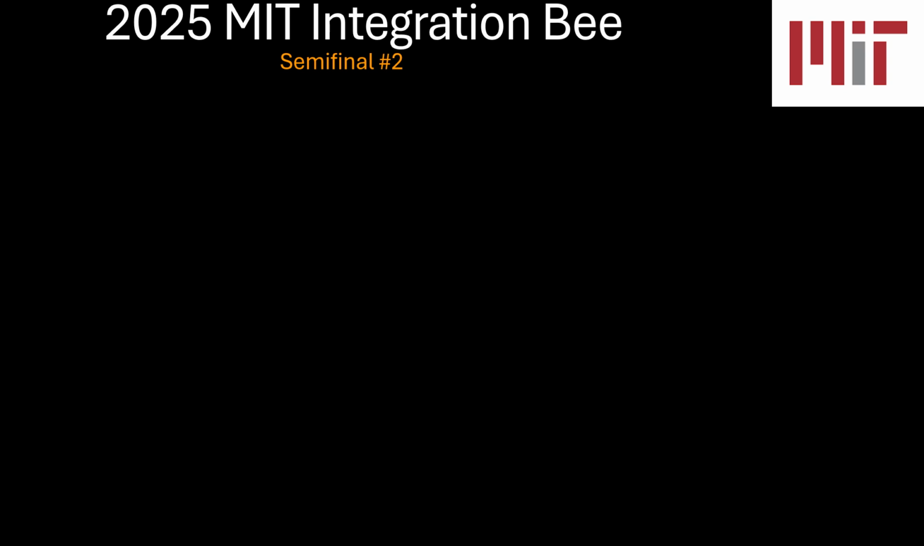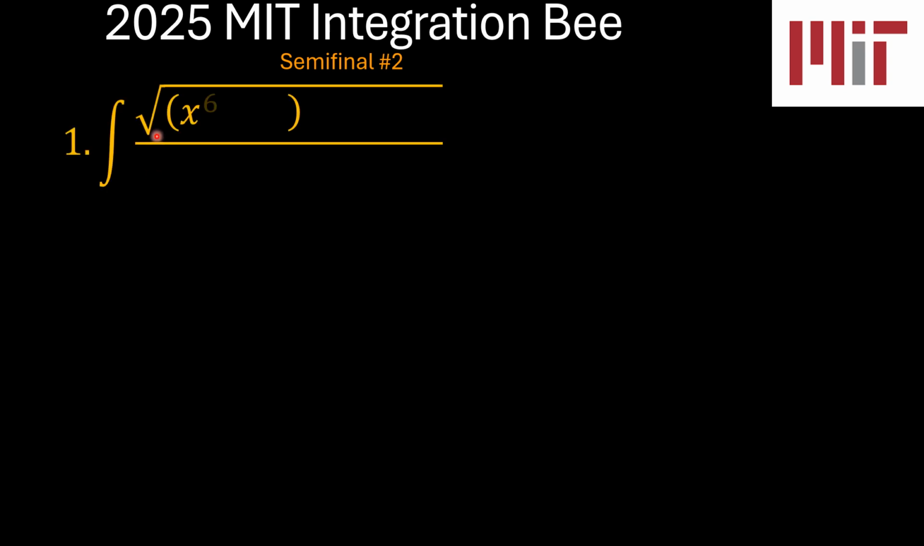So we move forward today to semi-final number 2 of the 2025 MIT Integration Bee. There were 4 problems in this semi-final. The first problem was the indefinite integral of the square root of the product of x to the power 6 plus 1 and x squared plus 1, all over x to the power 3.